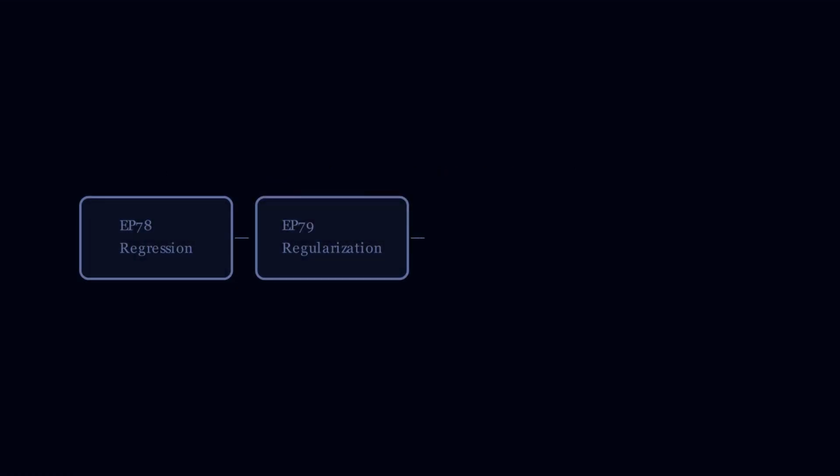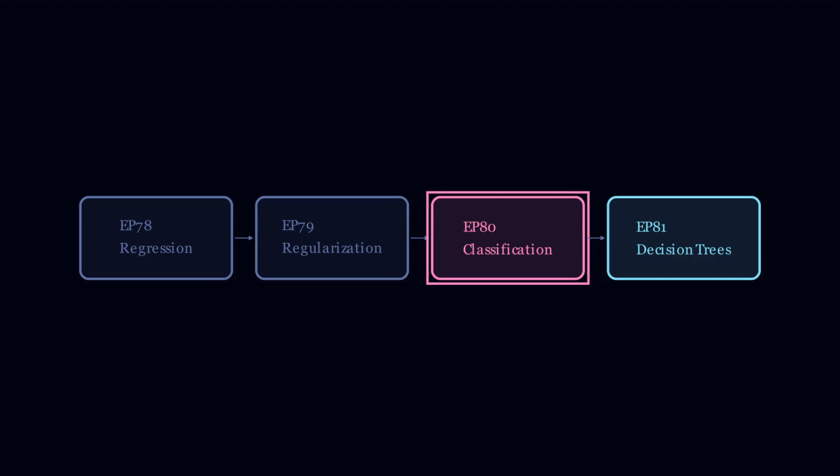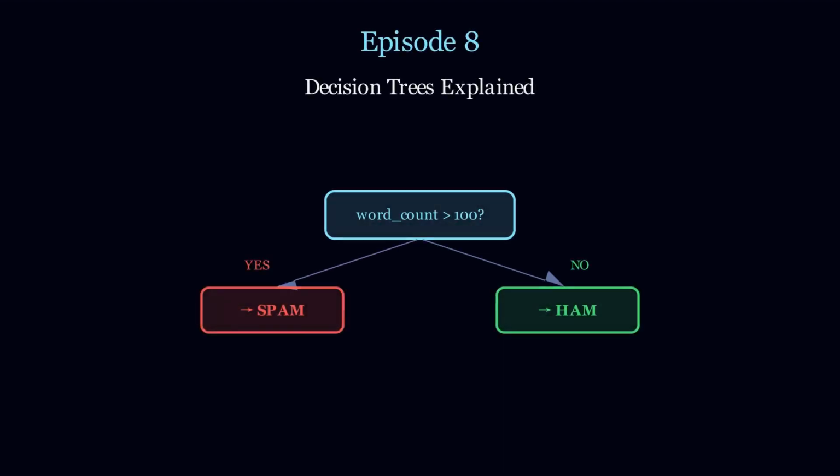Quick look at where we are in the series. We've done regression, regularization, and now classification. Episode 8 is decision trees, a completely different approach to classification. A tree that splits the data by asking yes or no questions. Episode 8, Decision Trees Explained. You'll see how a model splits data with a series of questions. No gradients, no sigmoid, just pure logic branches.